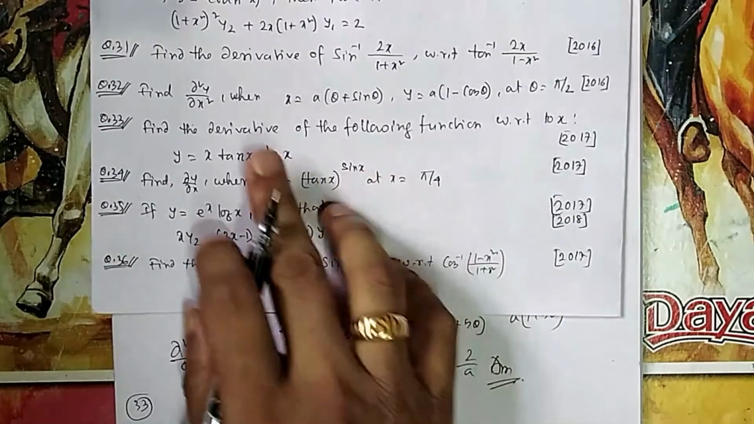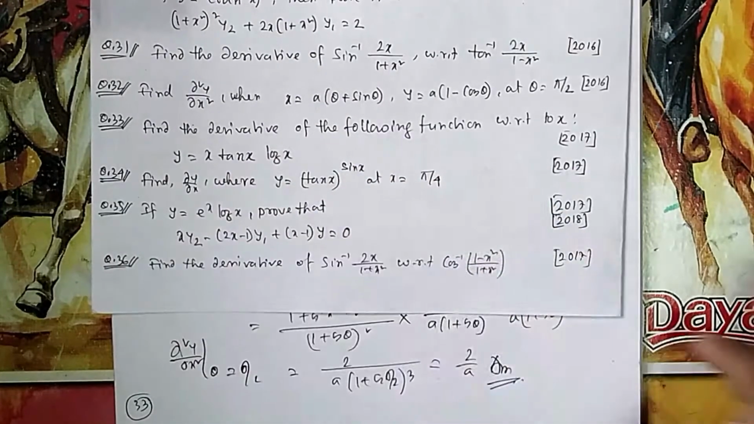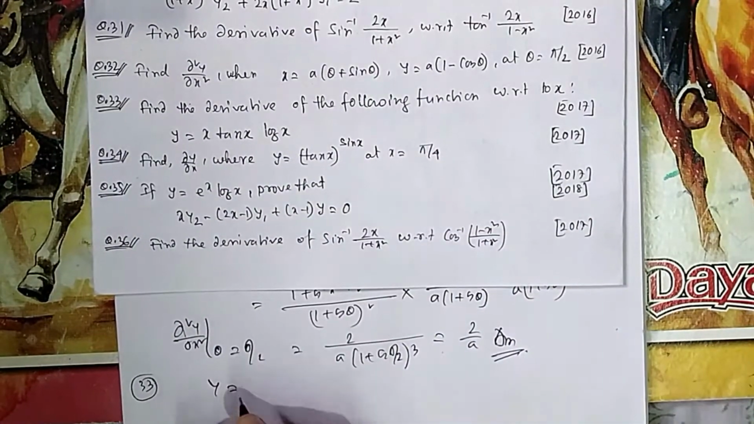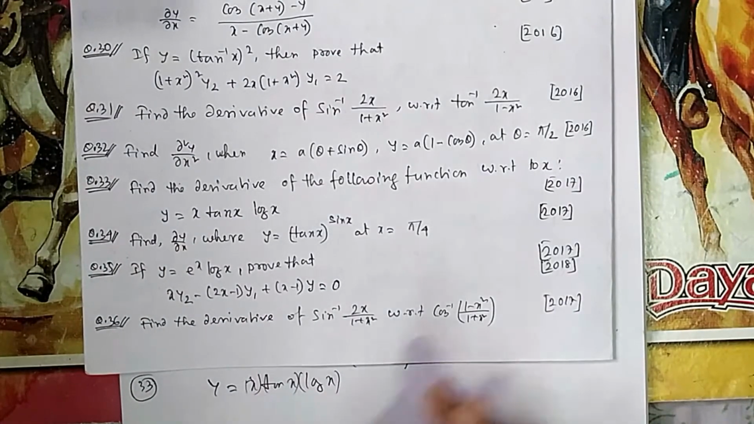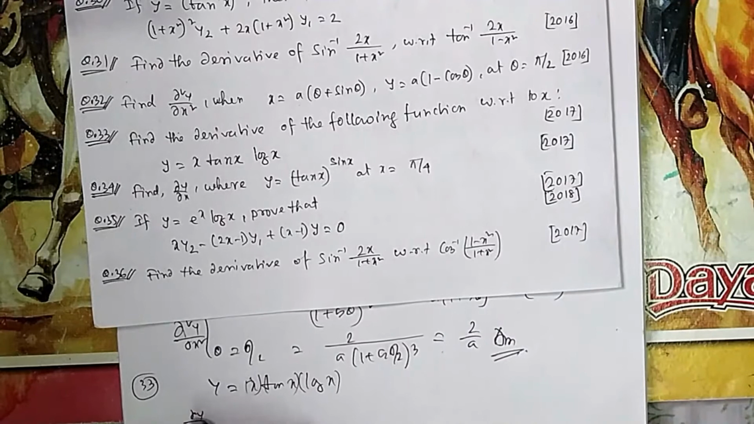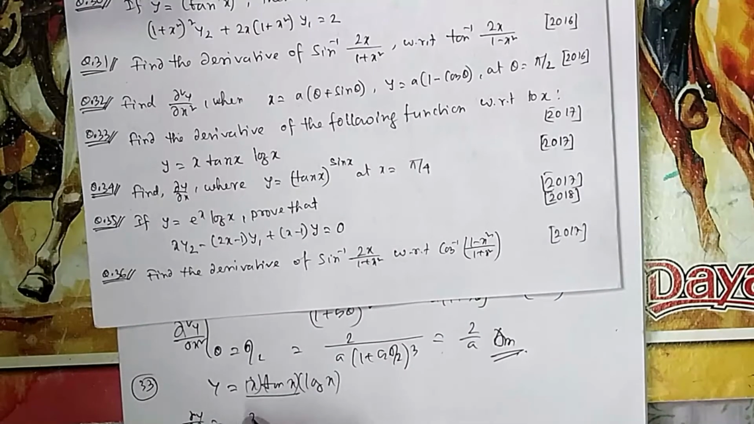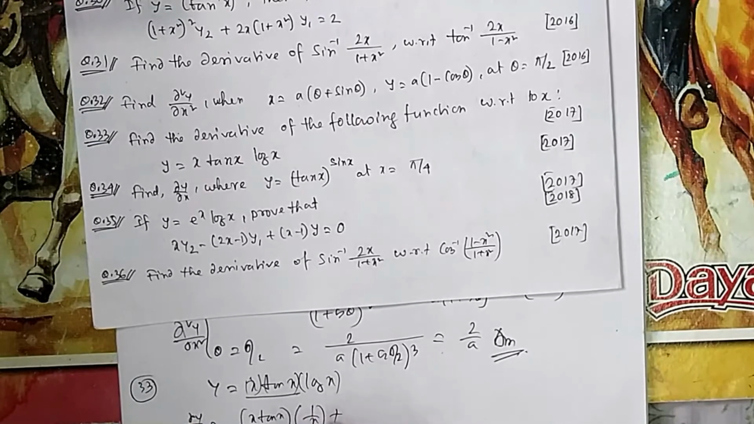Now they are asking to find the derivative of the following function with respect to x. So they have given y is equal to x tan x log x. So there are three functions. So you have to find dy dx. So how will we take it? First you can take these two as constant, x tan x, differentiation of log x is 1 by x. I am doing u into v. This is u, this is v.